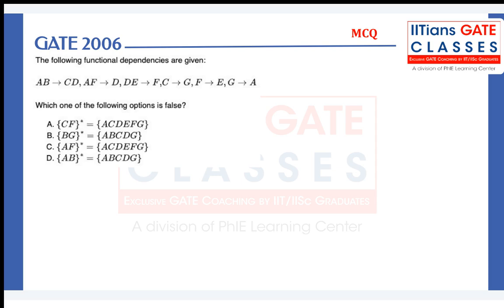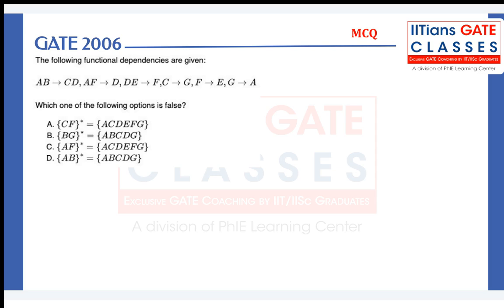BG plus. So BG, from G you can get A. So once you have AB, you can get CD. So you get A, B, C, D, G. Right? Okay. C is a problem. Is it? See, D is not a problem. I checked that now only. So C is the problem then.